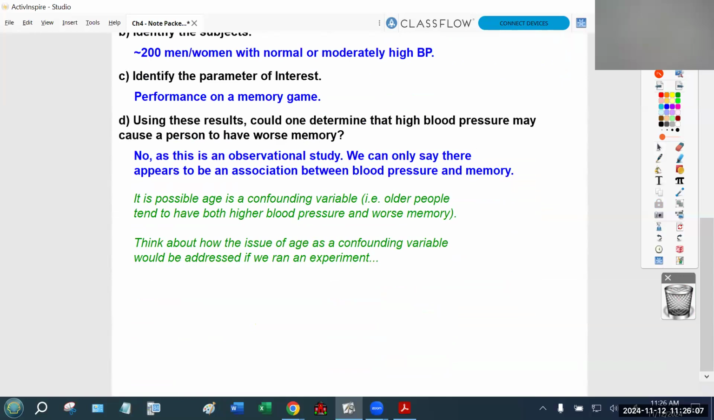I can connect age to both of these things independently. As you get older, your memory tends to decline. As you get older, your blood pressure tends to go up. Or to put it in a different way, older people tend to have higher blood pressures, and older people tend to have worse memories. So that could be something that explains the pattern we're seeing.